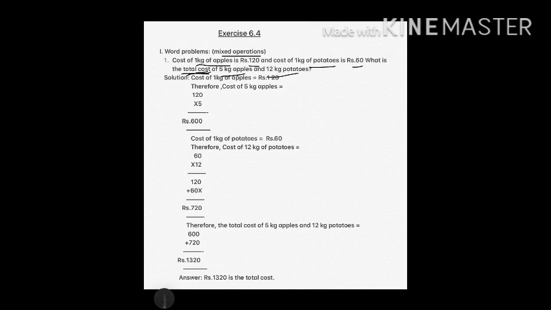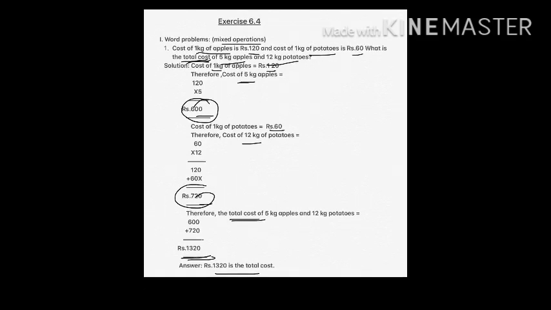So first, 1 kg of apple value is given. So we can find 5 kg of apples value by multiplying. So we got the 5 kg apples value here. Then we have the value of 1 kg potato here. We have to find for 12 kg. So we will multiply and find out for 12 kg potatoes. So we got the two values here. Now they are asking total cost of all the items, that is 5 kg apples and 12 kg potatoes. So whatever answers we got here, we will add them and finally we will get the answer, rupees 1320. So that is the total cost. Okay. So this was the mixed operation.